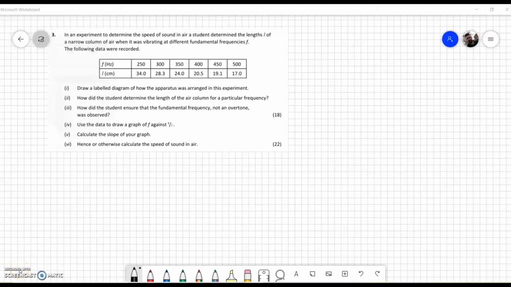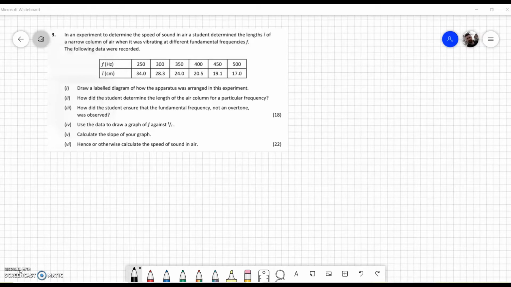Okay guys, so we're going to look at 2020 Leaving Cert Physics question 3, which is the experiment to determine the speed of sound in air via resonance tubes. So they determined this by measuring the lengths L of a narrow column of air when it was vibrating at different fundamental frequencies, and they recorded the following sets of data. As you can see, they gave us 6 sets of frequencies with 6 corresponding lengths.